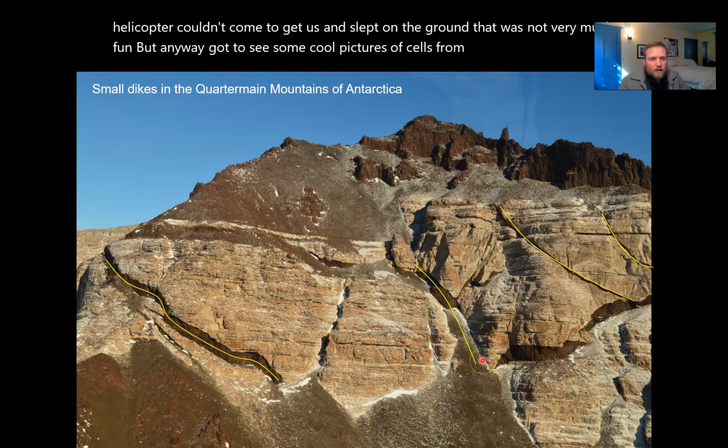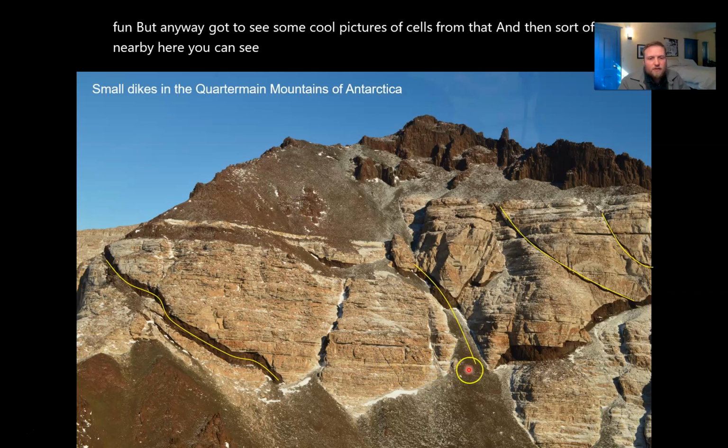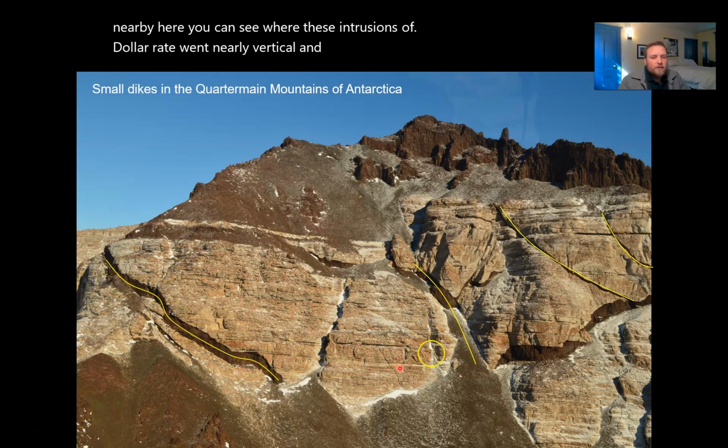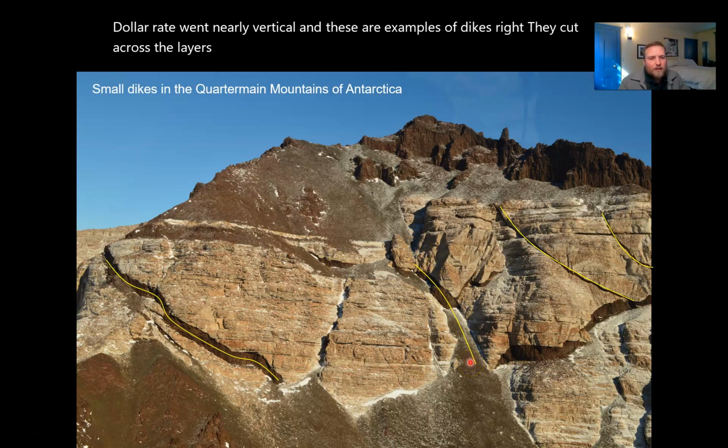And then nearby here, you can see where these intrusions of dolerite went nearly vertical, and these are examples of dikes, right? They cut across the layers of the rock. They don't go in between the layers.